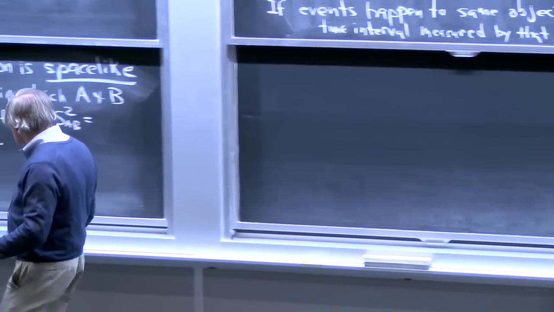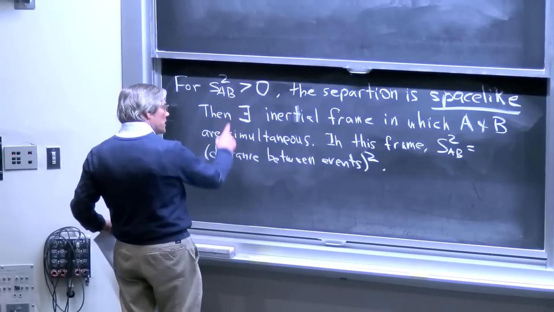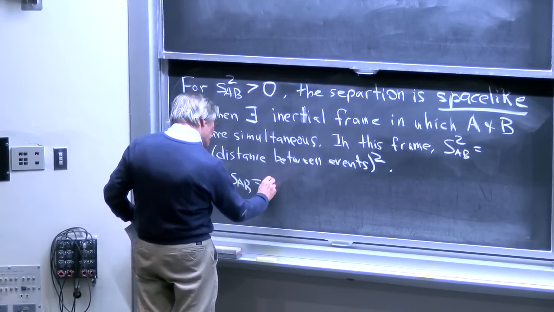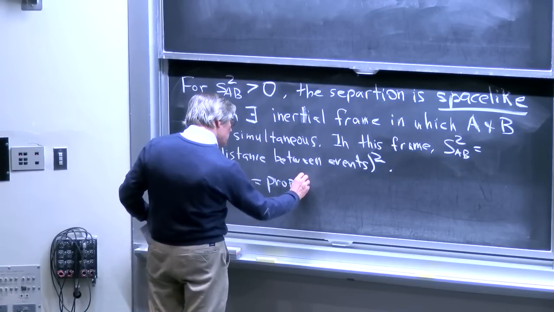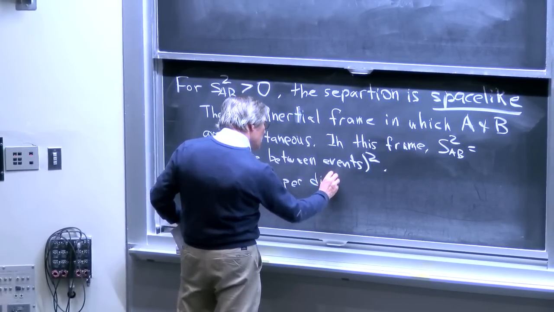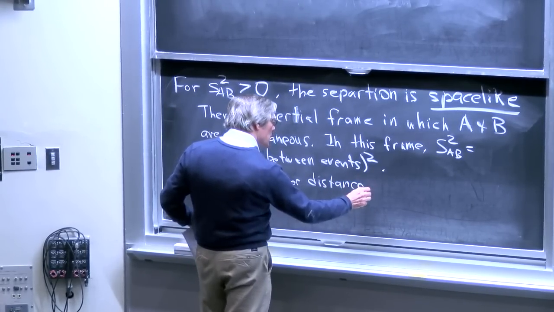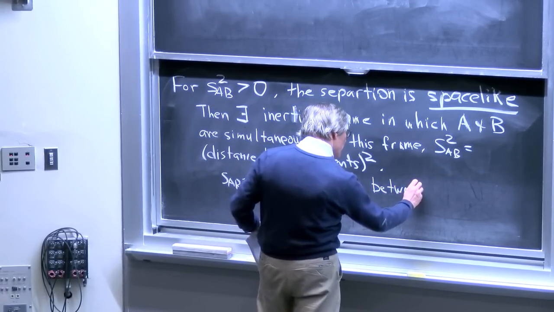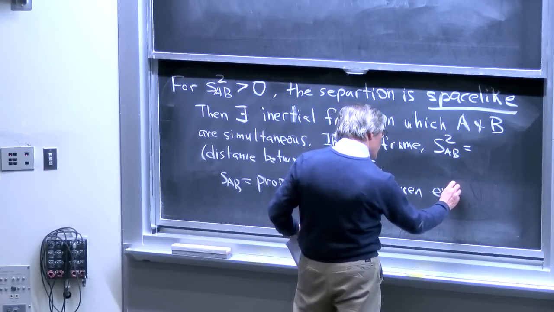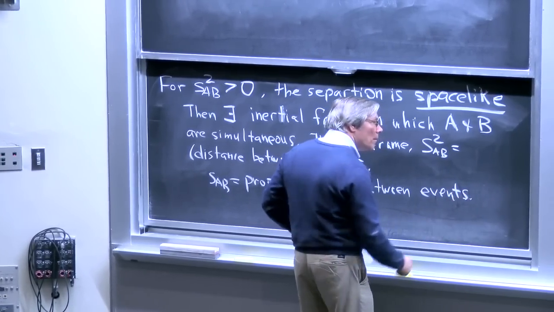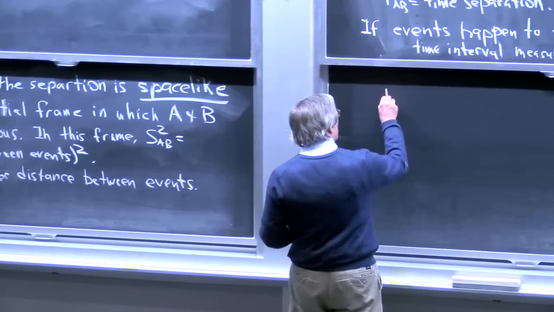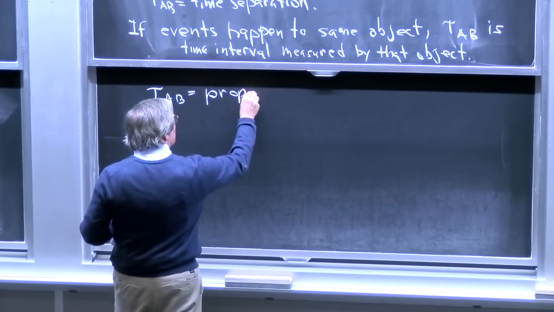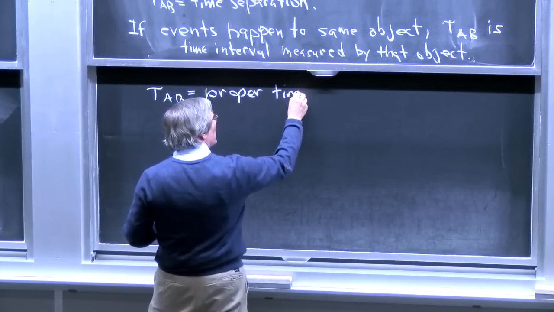And I should give these things names. For the space-like case, SAB is often called the proper distance between the events. And tau AB is the proper time interval between the events.